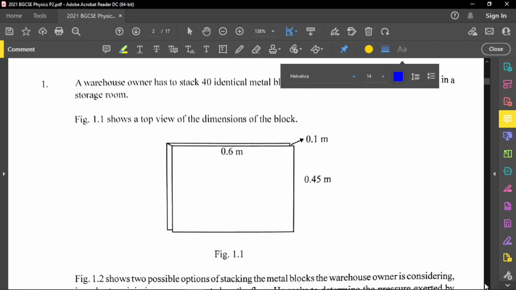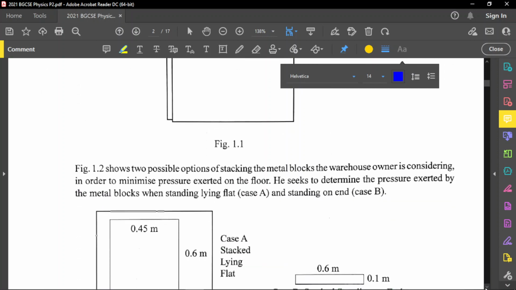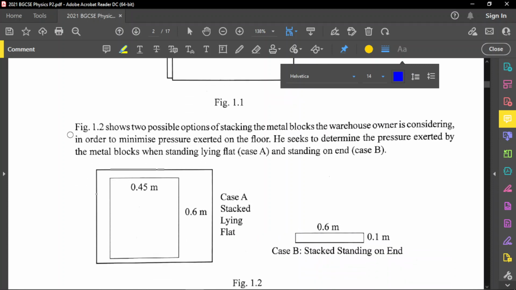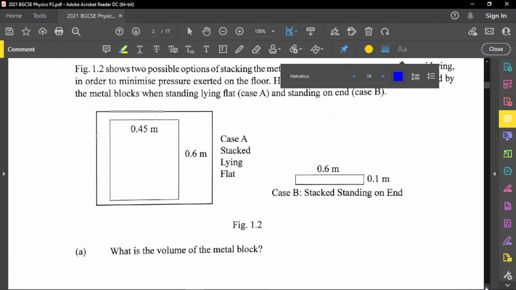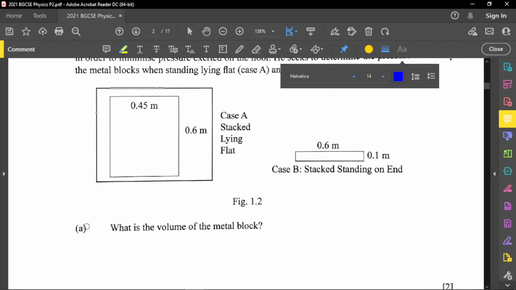The next statement based on this question is that figure 1.2 shows two possible options of stocking the metal blocks the warehouse owner is considering. In order to minimize pressure exerted on the floor, he seeks to determine the pressure exerted by the metal blocks when laying flat, which is case A, and standing on one end, which is case B. Figure 1.2 shows two different options that you may consider. So for part A, what is the volume of the metal blocks?